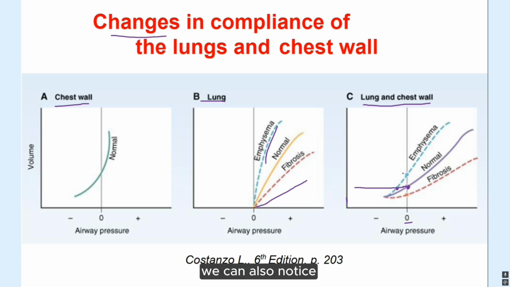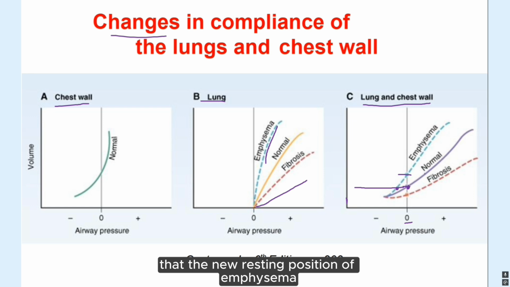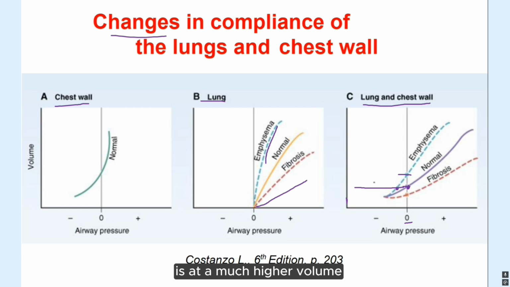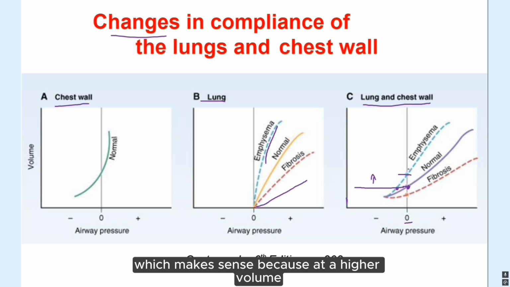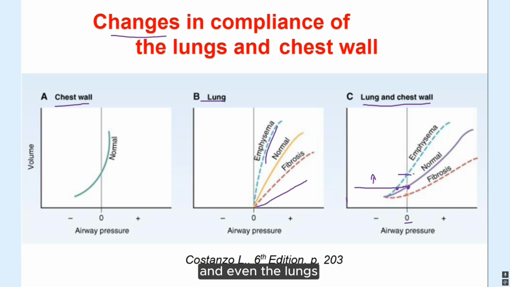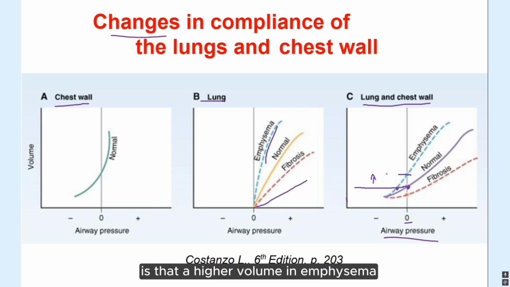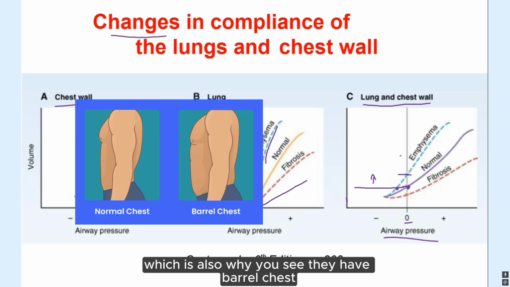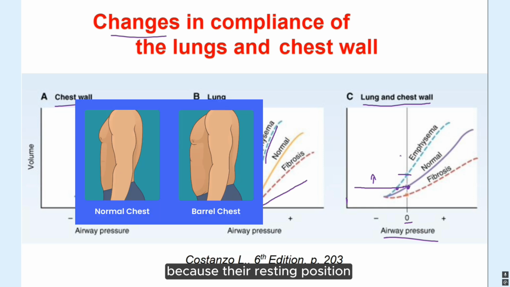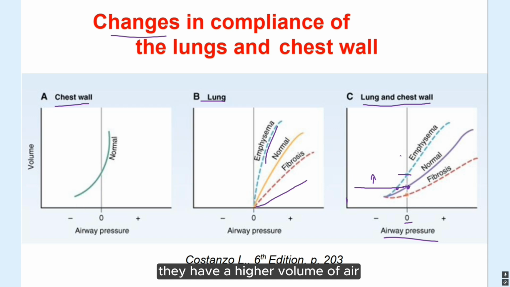We can also notice that the new resting position of emphysema is at a much higher volume, which makes sense because at a higher volume, even the chest wall itself starts going to zero and the positive pressure. And even the lungs, even though they have a weak elastic recoil, it becomes too much for them at a very high volume. So the new resting airway pressure of zero is at a higher volume in emphysema, which is also why they have barrel chest, because at their resting position, they have a higher volume of air.